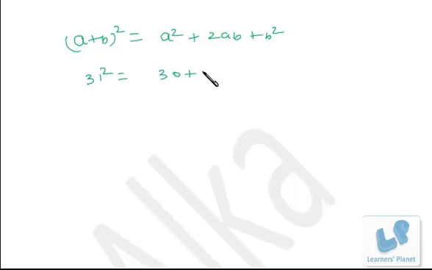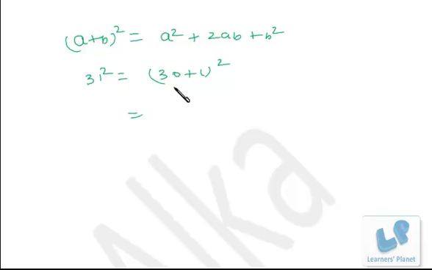Friends, to find out the square of any number, we use various algebraic identities. For example, suppose (a + b) whole square. That's a square plus 2ab plus b square. Now suppose I have to find out maybe the square of 31, right? So that can be written as (30 + 1) whole square. So that's (a + b) whole square.